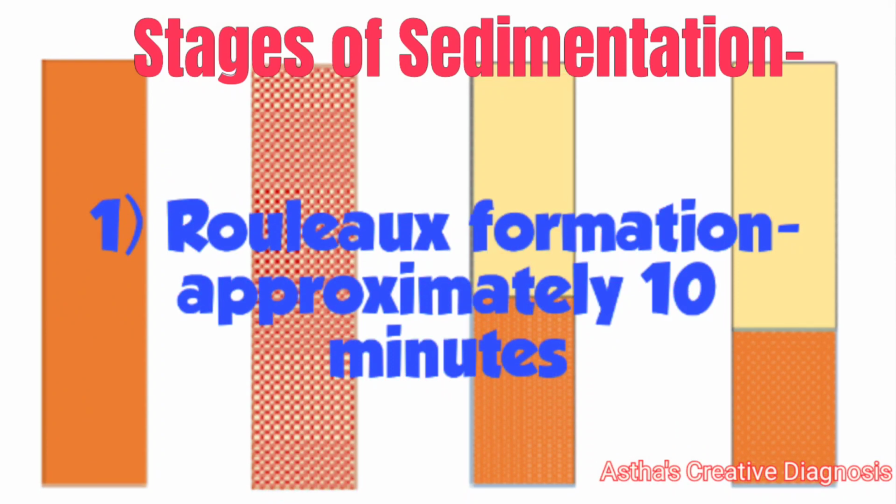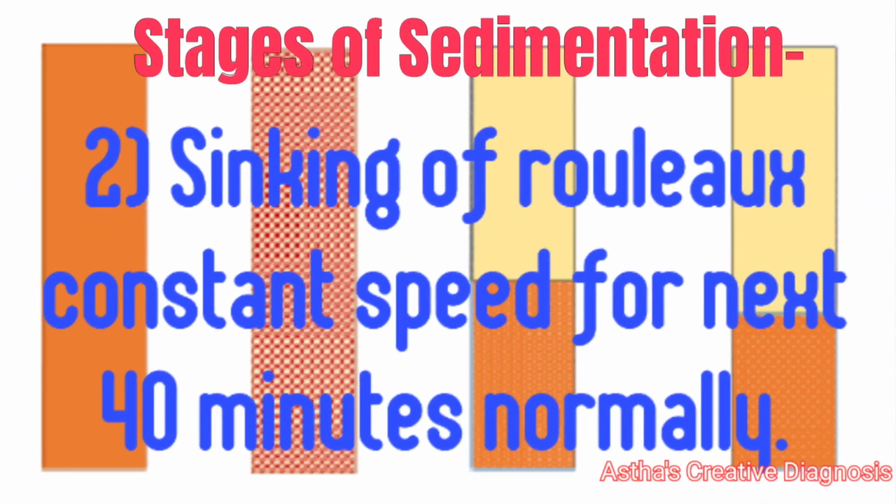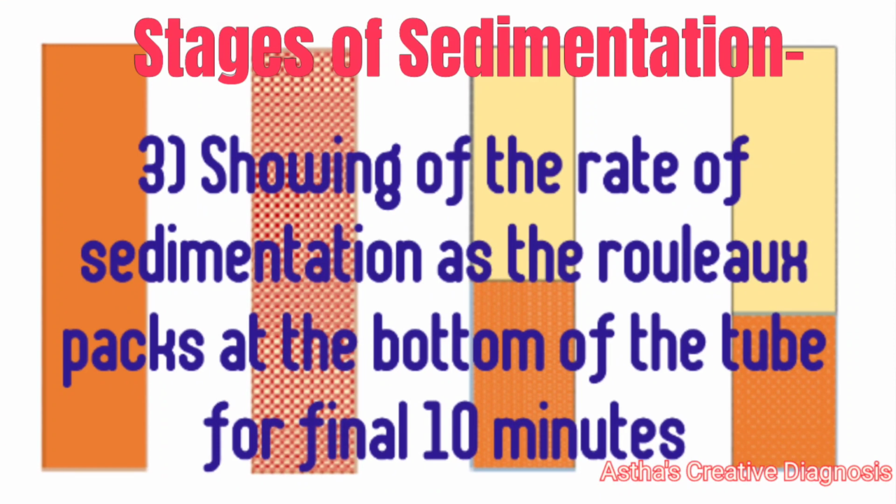Stages of sedimentation: number 1, rouleaux formation, approximately 10 minutes. Number 2, sinking of rouleaux at constant speed for the next 40 minutes normally. Number 3, slowing of the rate of sedimentation as the rouleaux pack at the bottom of the tube for the final 10 minutes.